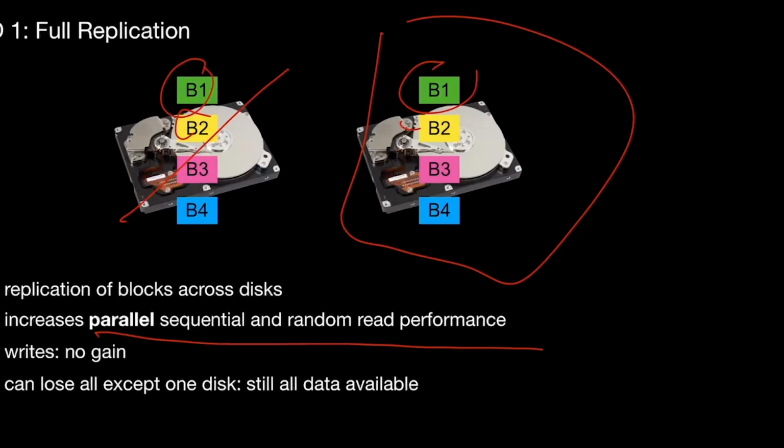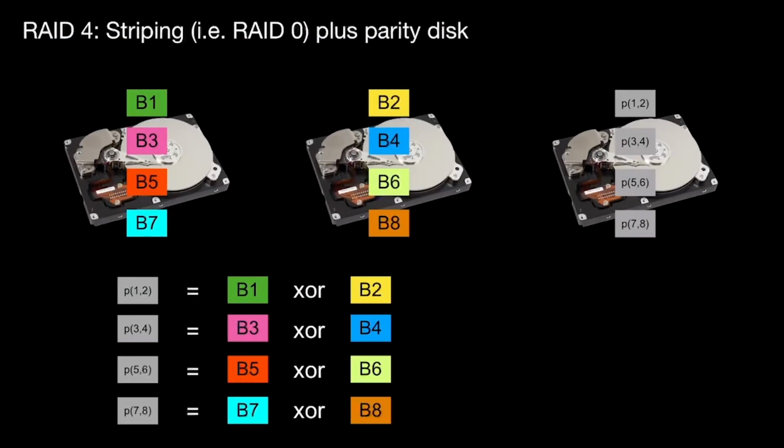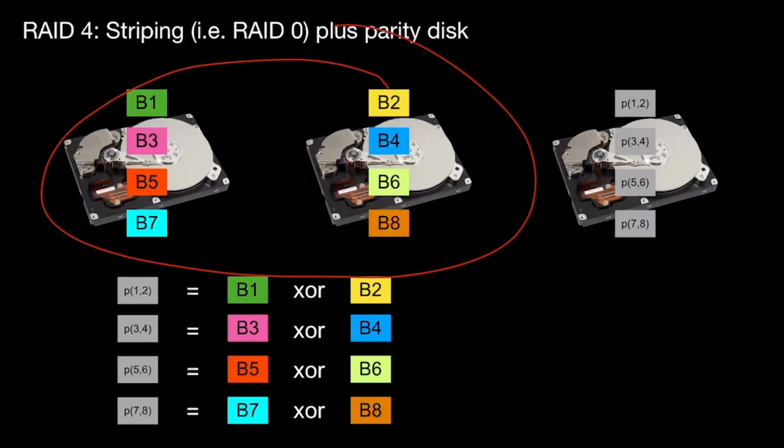Therefore, there are other RAID levels, and one is called RAID 4. So RAID 4 works as soon as you have at least 3 disks. And the idea is, you do something similar to RAID 0. You stripe the blocks over the disks, but just the first k-1 disks. So here I have 3 disks. And this should look familiar to you. That is like RAID 0. It's just striping, okay? But then what I add on top is 1 extra disk for parity.